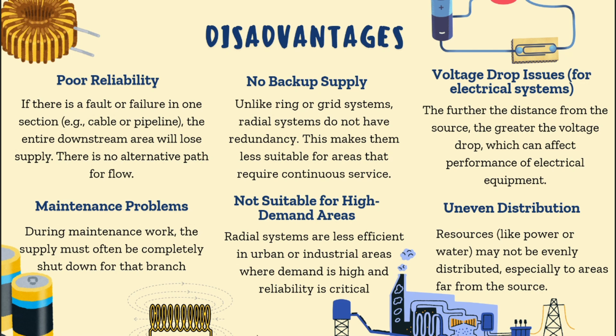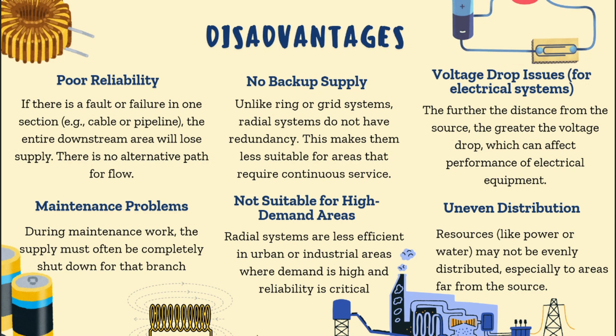The third one is voltage drop issues. In an electrical system, the further the distance from the source, the greater the voltage drop, which can affect the performance of electrical equipment. The fourth one is maintenance problems. During maintenance work, the supply must often be completely shut down for the branch. The second last is not suitable for high demand areas. Radial systems are less efficient in urban or industrial areas where demand is high and reliability is critical. The last one is uneven distribution. Resources like power or water may not be evenly distributed, especially to areas far from the source.